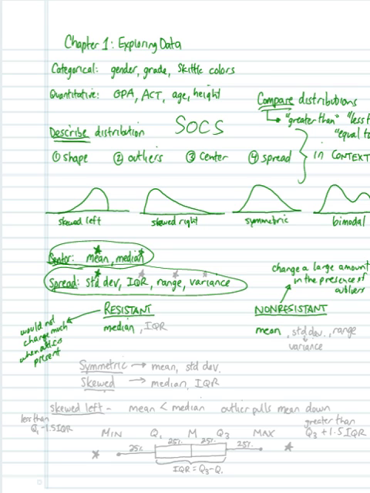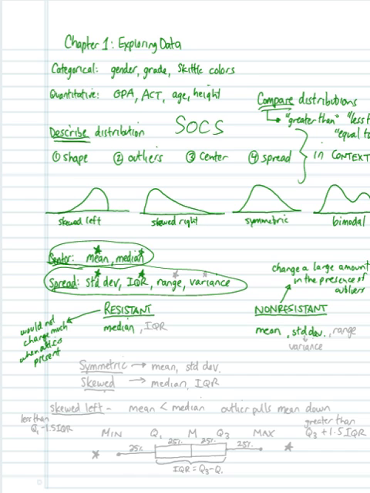Now, on the other hand, if you have a skewed distribution, no longer do we want to use the mean and the standard deviation because those are non-resistant. And in a skewed distribution, very often we have outliers. So we would rather use the measures that are more resistant to the outliers. In this case, the median is resistant and the IQR is resistant. So that's what we'll use for the measures of center and spread for a skewed distribution.